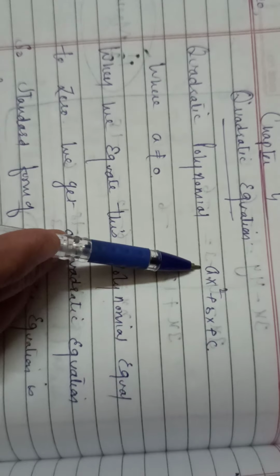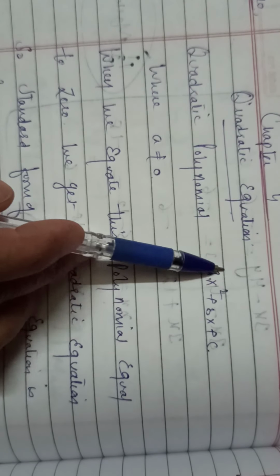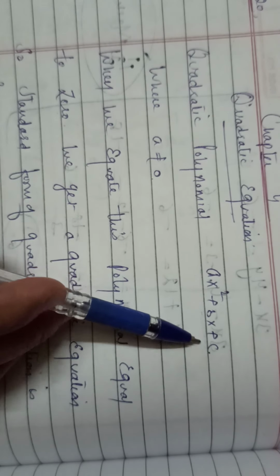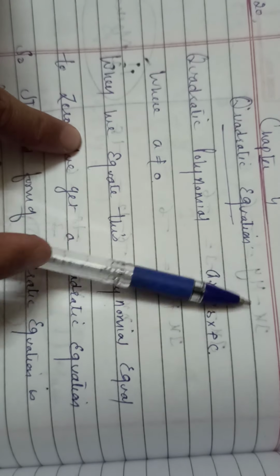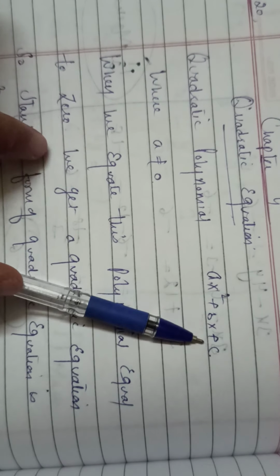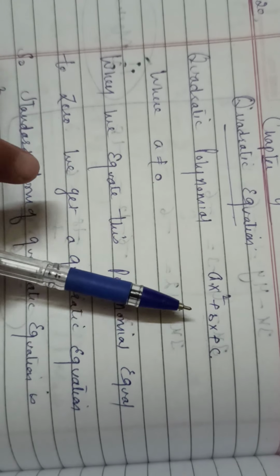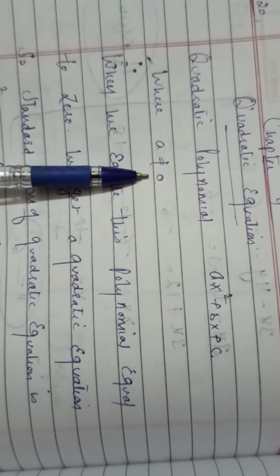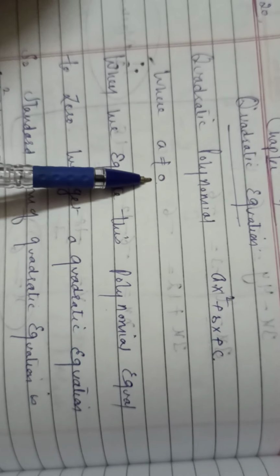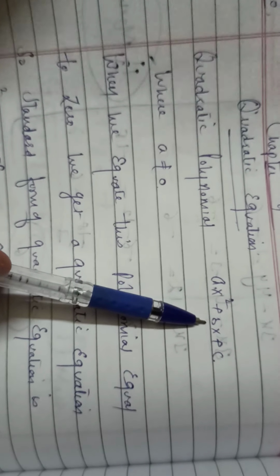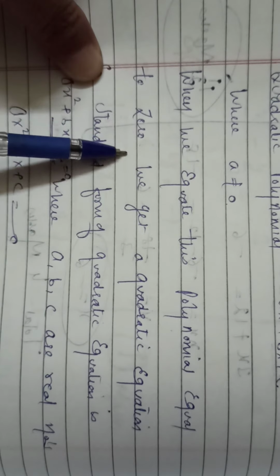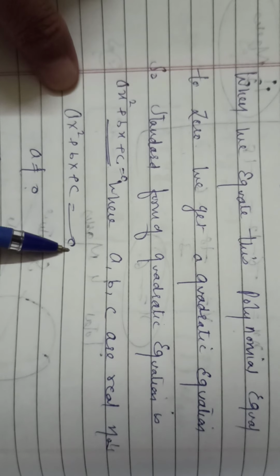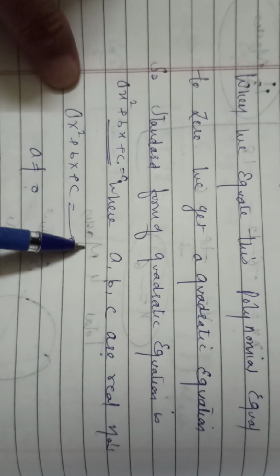Because if a is 0, then this term will become 0 and the remaining equation will be bx plus c, which is a linear equation. So the necessary condition for this polynomial is that a should not be equal to 0. And when we equate this quadratic polynomial to 0, then it becomes an equation.